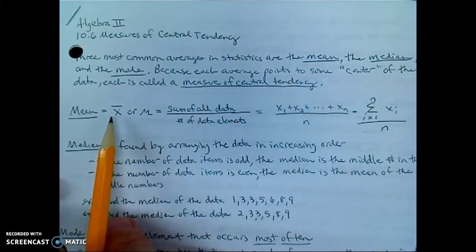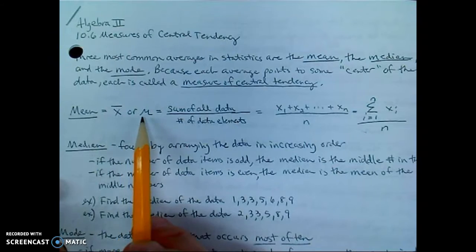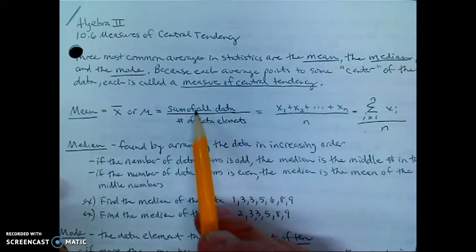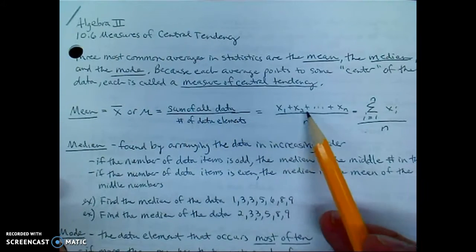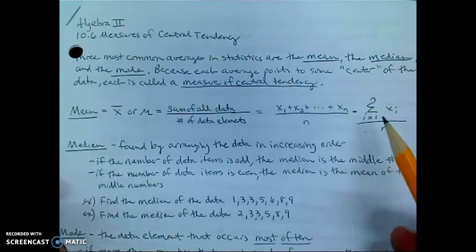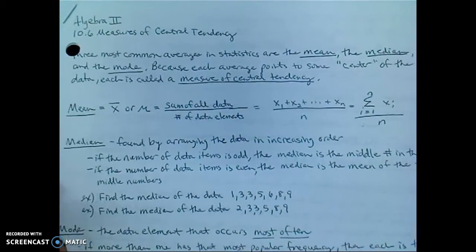So the mean is represented by x bar, or sometimes by the Greek letter mu, and you know this as the sum of all your data divided by the number of data elements. So we add up all the items and divide by how many there are. This is the mathematical notation, which you may see in some of your more advanced classes.